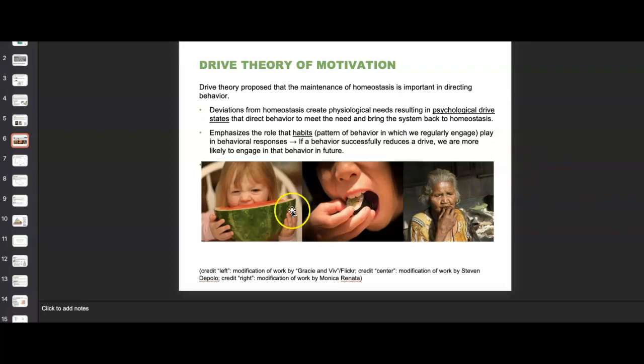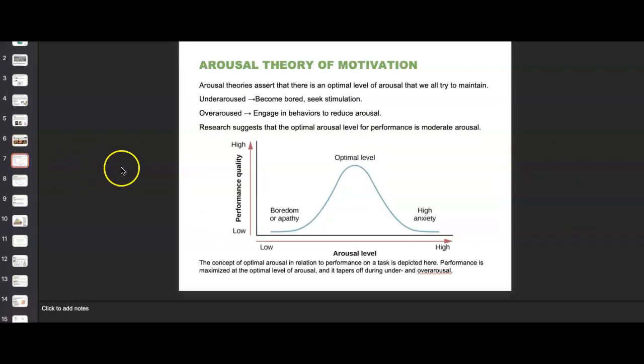The third theory of emotion is the arousal theory of emotion. The arousal theory asserts that there is an optimal level of arousal that we're all trying to maintain. And if you look at it on a graph, the peak of the line, the blue line, is the optimal level. Research suggests that the optimal level of arousal for performance is moderate arousal. So it's not high, it's not incredibly high, it's somewhere in the middle.